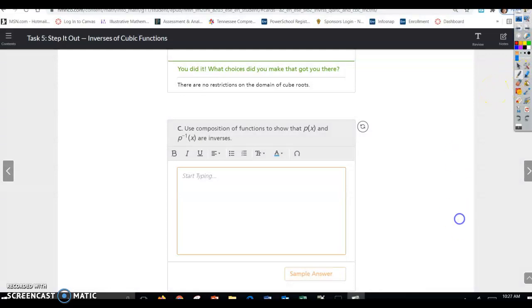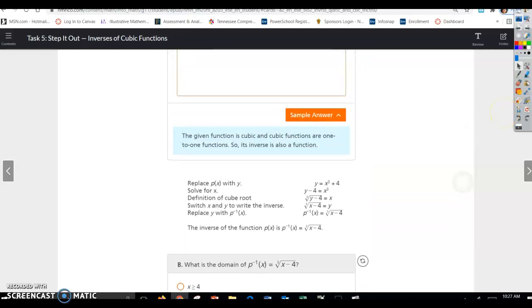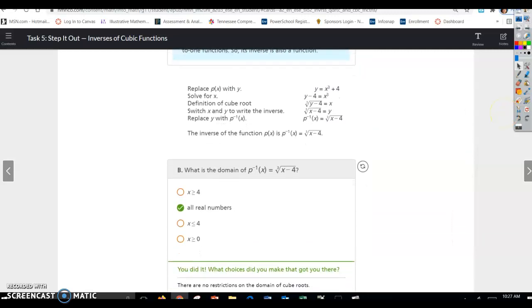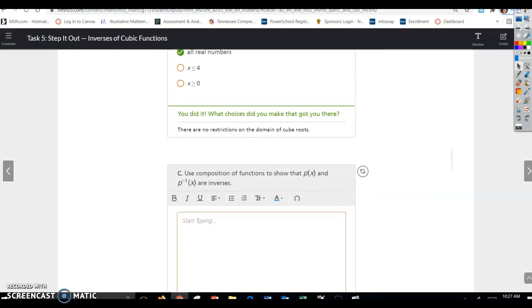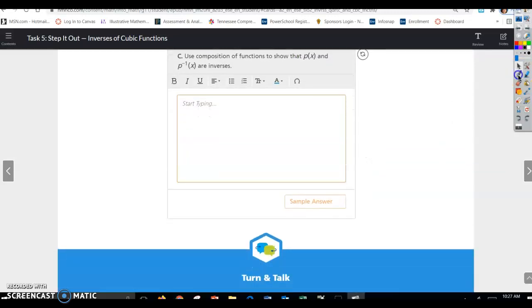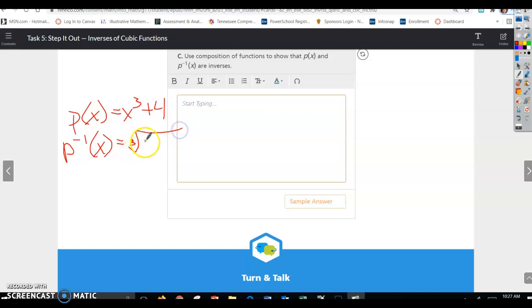All right, let me get my functions again here. p of x equals x cubed plus 4, and p inverse of x equals the cube root of x minus 4. And we just want to use a composition of functions to show that these two are inverses of each other.